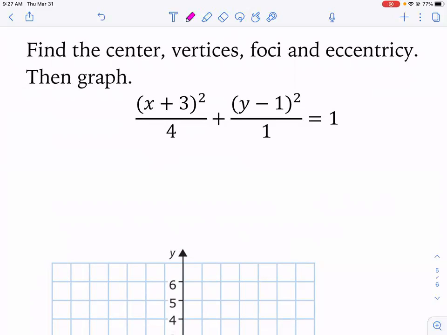Okay, so Richa, what did your table decide about this being horizontal or vertical? Okay, so a squared, or a, is our bigger number. 4 is bigger than 1, and 4 is attached to the x squared. So this is horizontal.